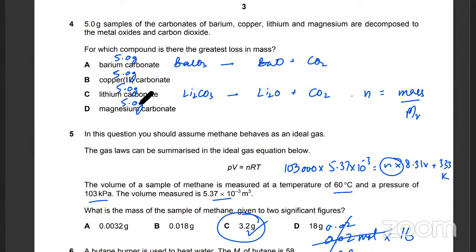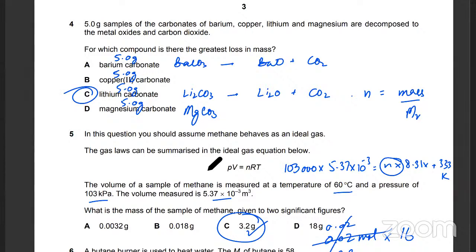I think it's lithium, but there are two of them. Can you calculate magnesium carbonate and lithium carbonate both? Okay. I think it's still lithium. This is 24 plus 60, that's 84. Lithium, I think it's 7. So I guess it is C.